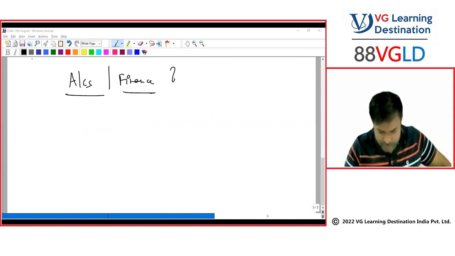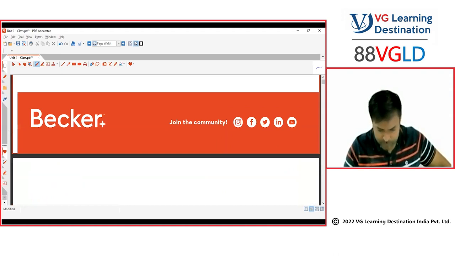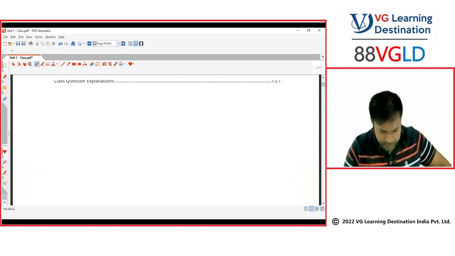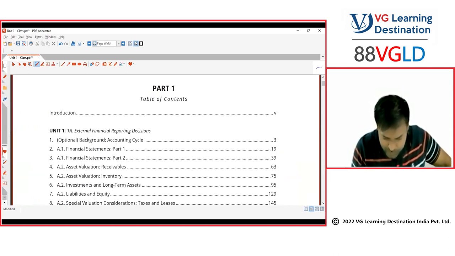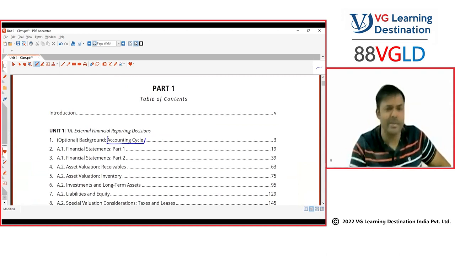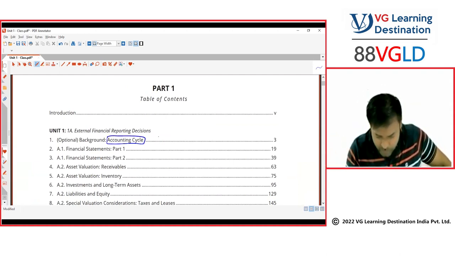So we will start with the first module, guys. I'll start with the first unit. The first unit we have is the accounting cycle, which is going to be very basic accounting. The basic journal entries and everything is going to be covered in that.